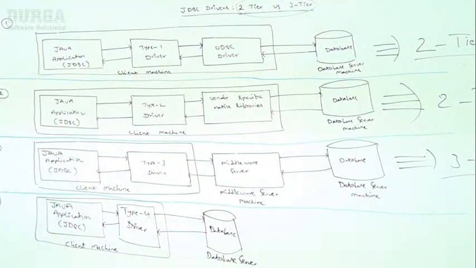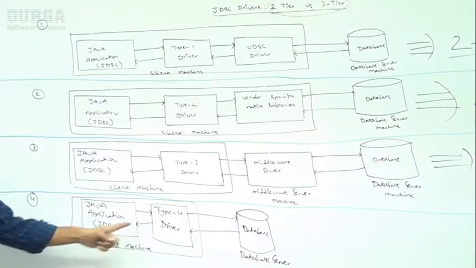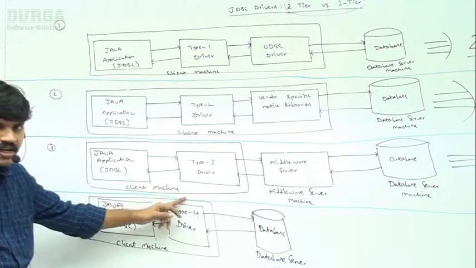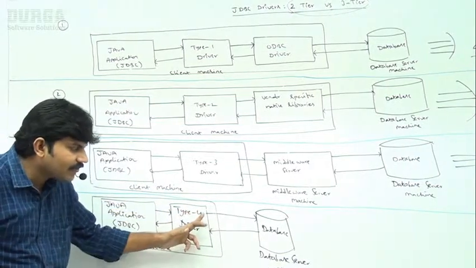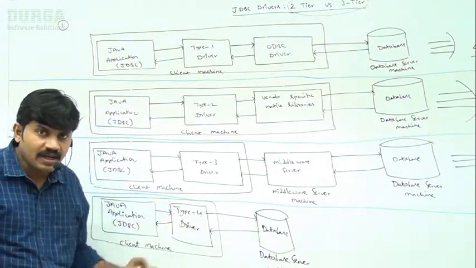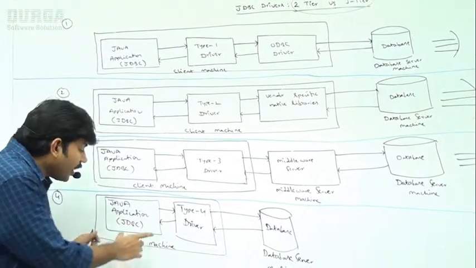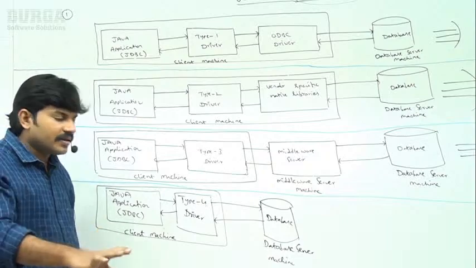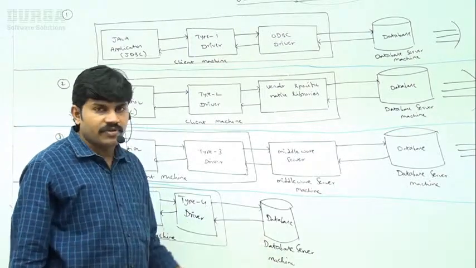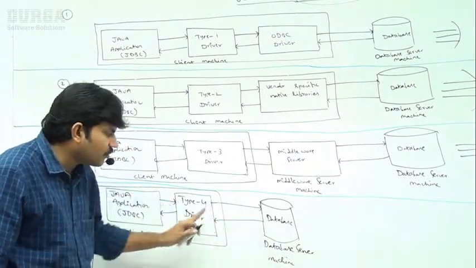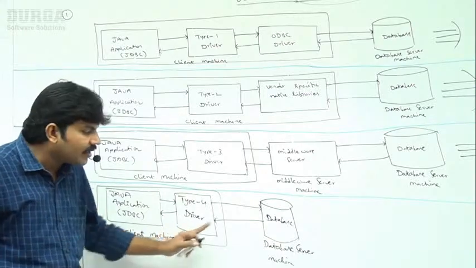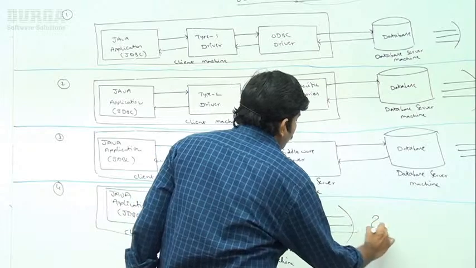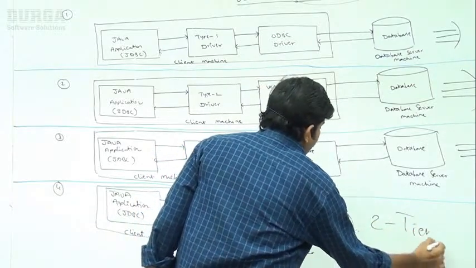What about the fourth one, sir? Observe that. Type 4 driver. Type 4 driver is very simple, sir. Java application communicates with the type 4 driver. Type 4 driver communicates with the database directly. On the client machine, okay, the Java application and type 4 driver will be there. On the database server machine, the database server will be there. How many levels are there, sir? Only 2 levels. Client tier and the database server tier. That's why it follows 2-tier architecture.